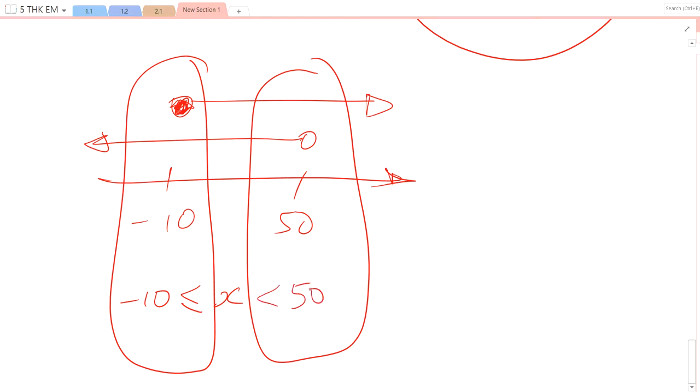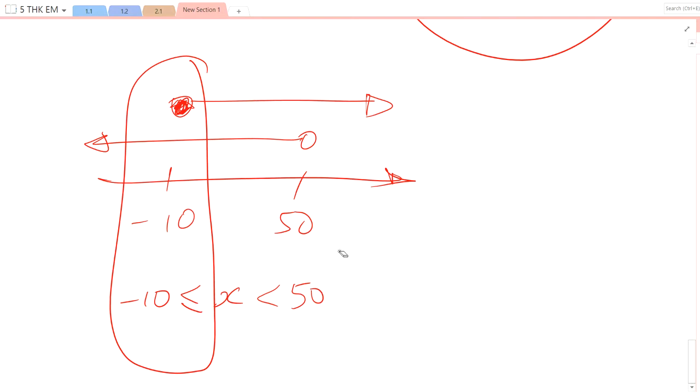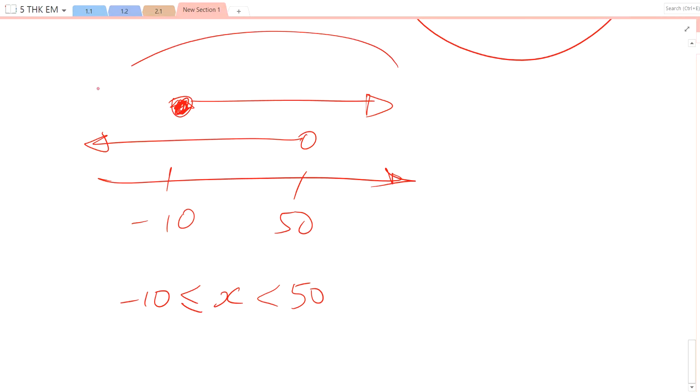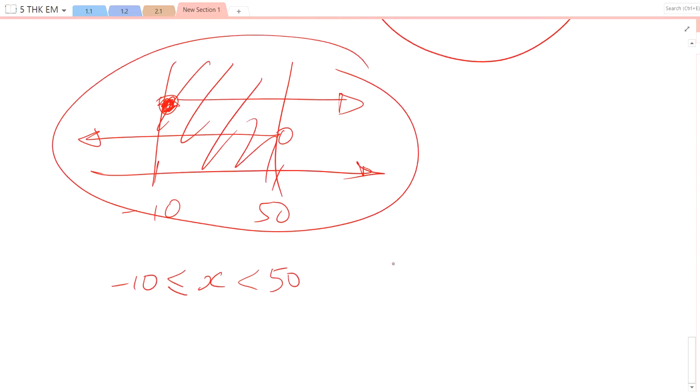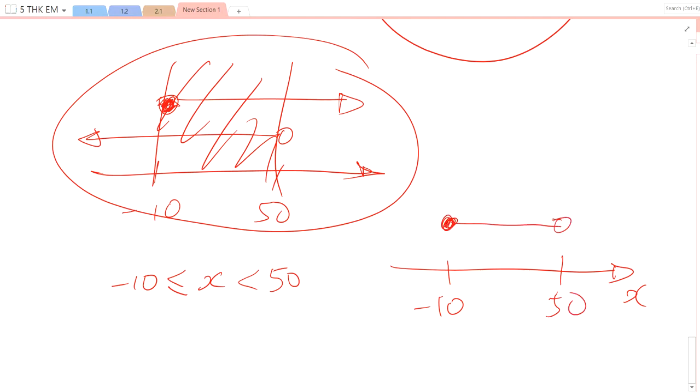Okay. If we ask you to show your answer in a number line, this is not enough. This is just a rough working. Okay, this is what you have. Answer in a number line is going to look like this. x, negative 10, 50, from here to here. Can you see the similarities between my rough working and my final answer?